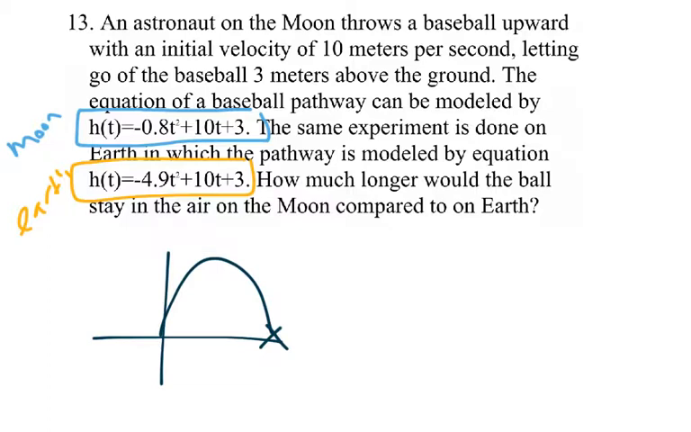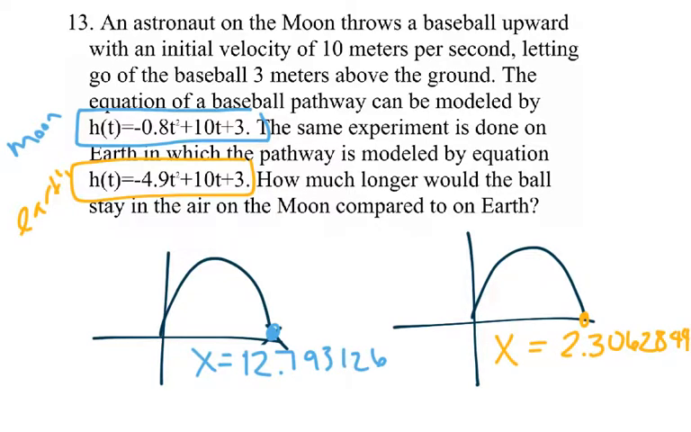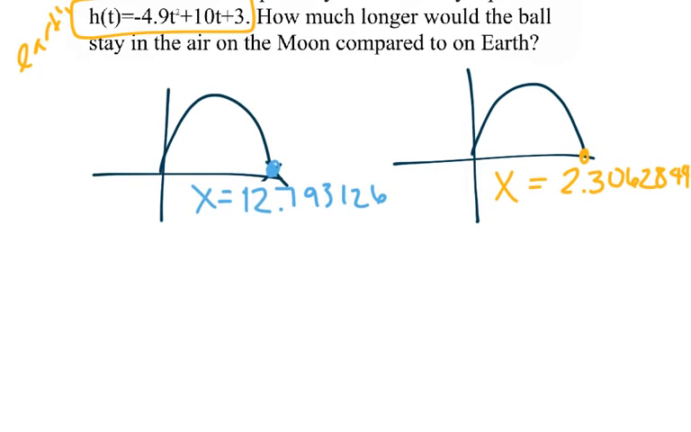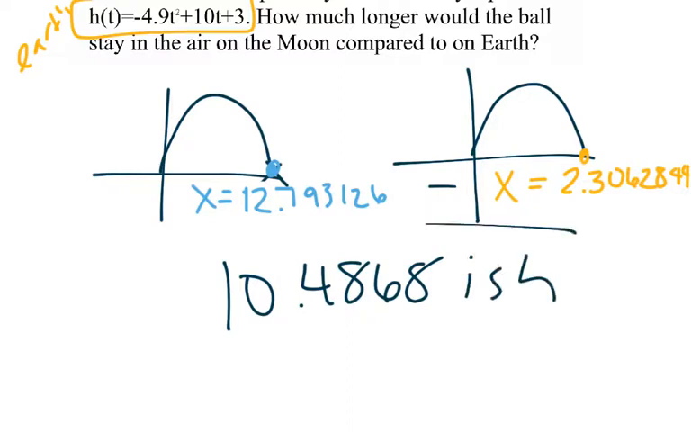So I want you to graph both of those and figure out where does it hit the ground on the moon, and then where does it hit the ground on the Earth. Pause the video and try that, and then we'll talk about what else we're going to do. So 1, 2, 3. Okay, so blue is the moon, yellow is the Earth. It wants to know how much longer it will be. So what I'm going to do is I'm just going to subtract those two numbers. So you get about 10.4868-ish. You're going to round, obviously.